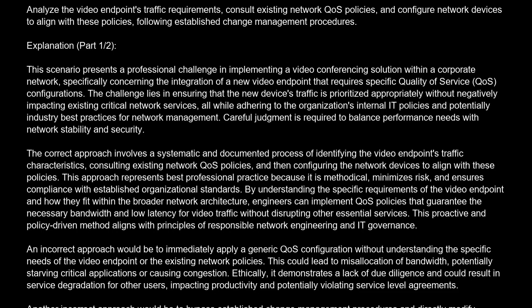The correct answer is C. Analyze the video endpoint's traffic requirements, consult existing network QoS policies, and configure network devices to align with these policies, following established change management procedures.